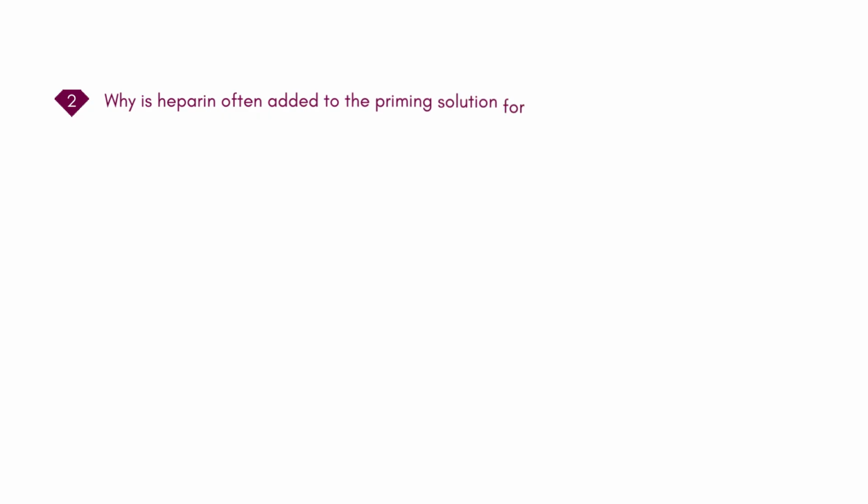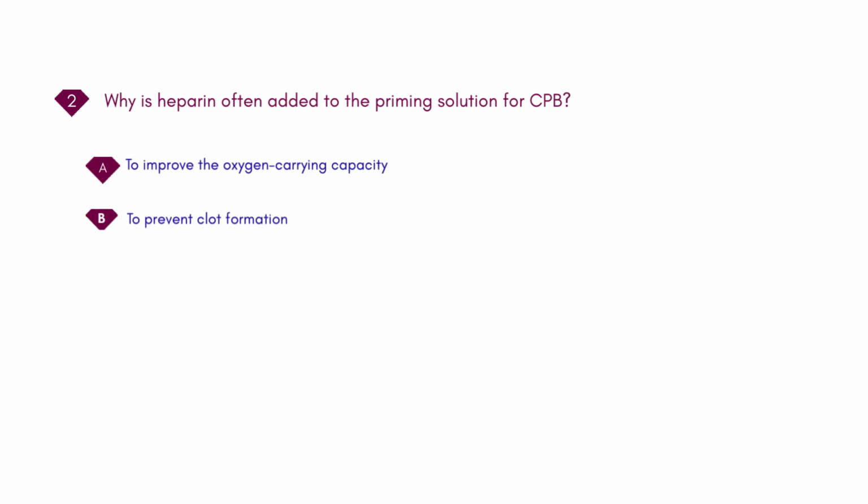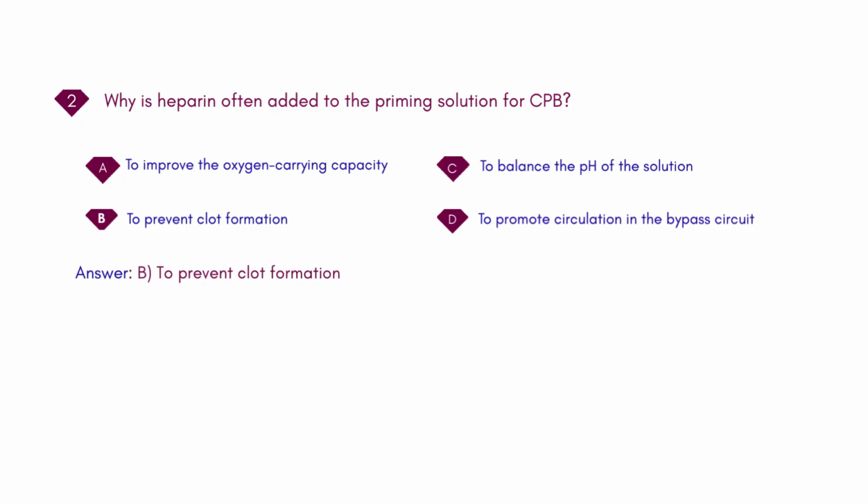Why is heparin often added to the priming solution for CPB? A. To improve the oxygen carrying capacity. B. To prevent clot formation. C. To balance the pH of the solution. D. To promote circulation in the bypass circuit. Answer: B. To prevent clot formation.